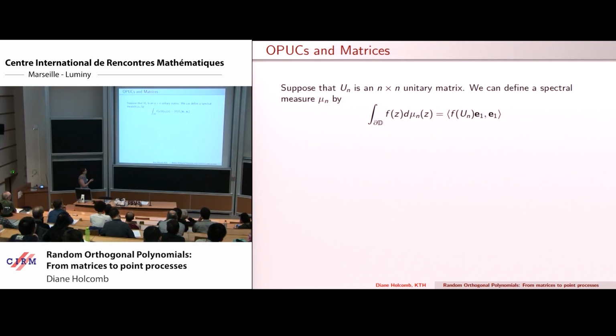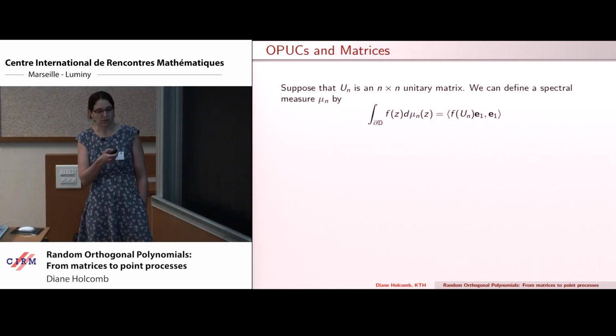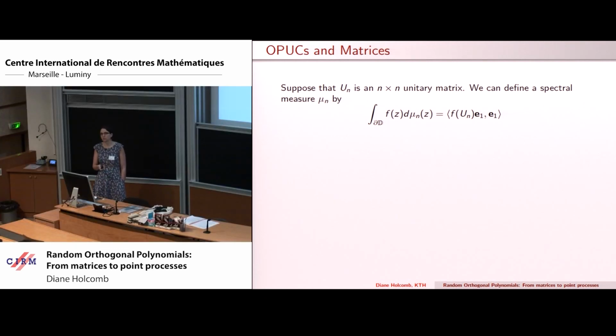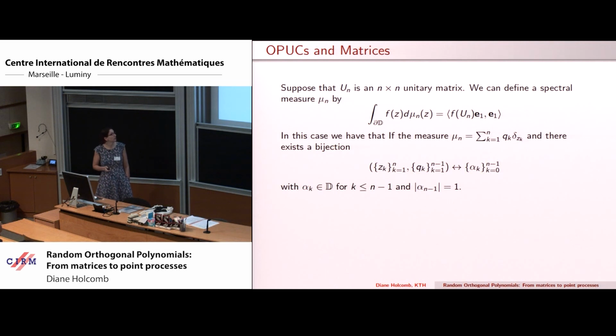This one, it's still supported on the eigenvalues, but now your eigenvalues all have different weights. But we can define it this way, right? This makes a lot more sense for polynomials: if you just apply your polynomial to your matrix, apply it to the vector E1, and take the inner product with E1, this is the same as applying your function to the matrix and looking at the 1,1 entry, right?